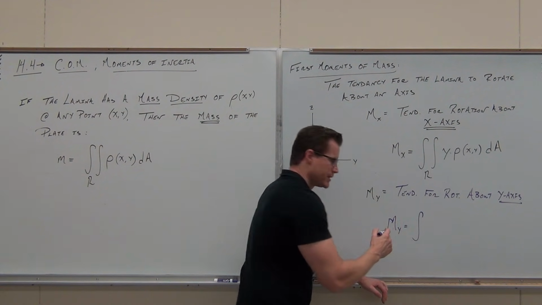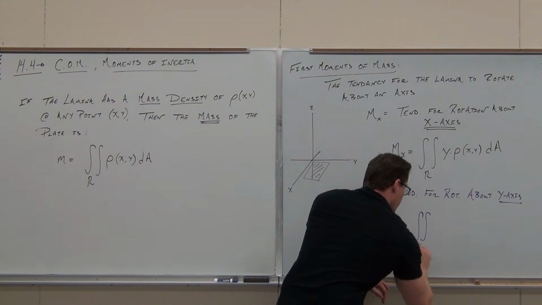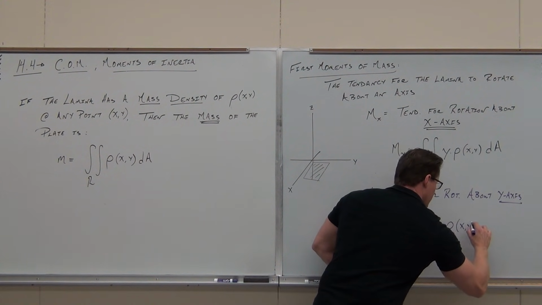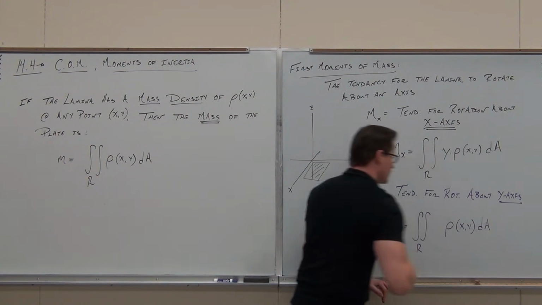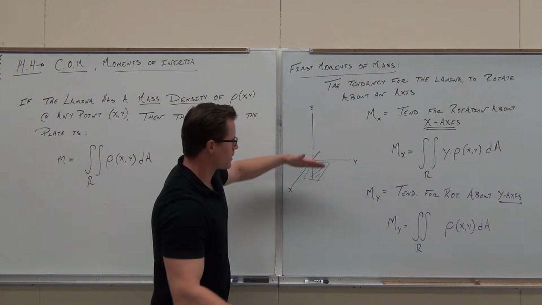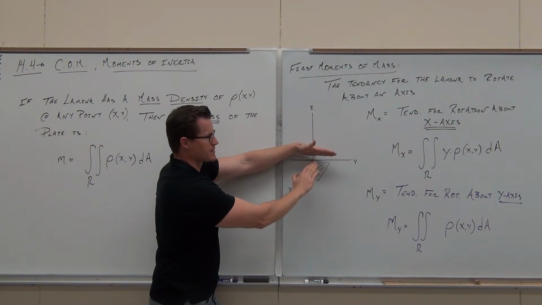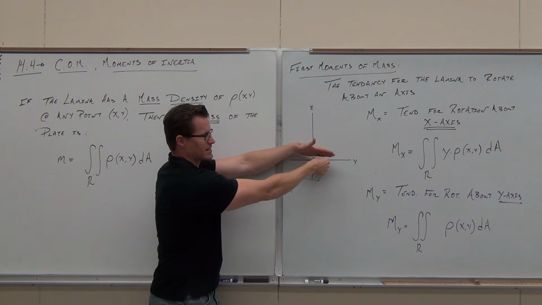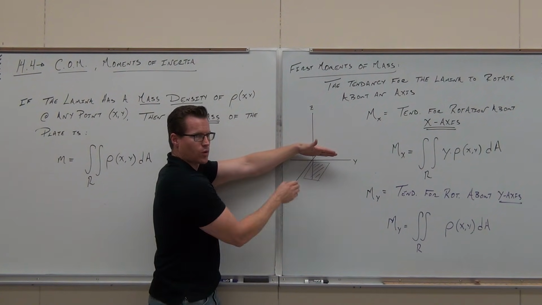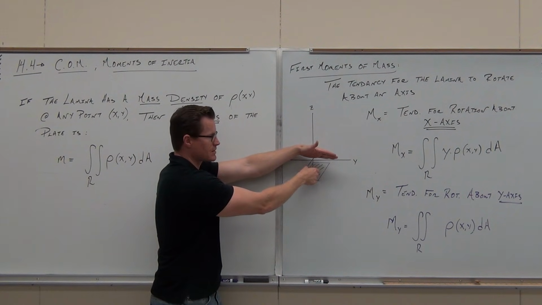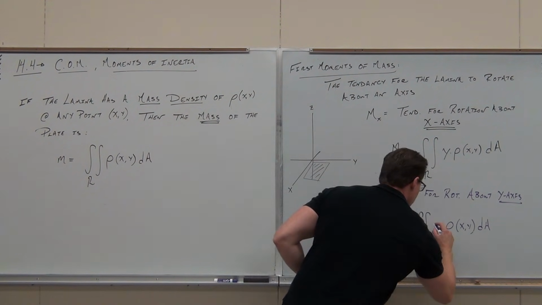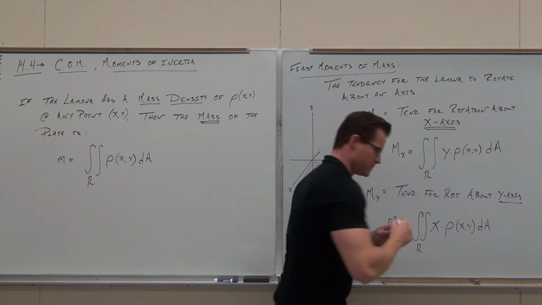It's still going to be a double integral. The plate still occupies the same region. I still have a mass density function. But for the same reason as this, if I want to find the tendency to rotate about the y-axis, I want to find out mass density as it relates to the perpendicular axis. Further out, more tendency to rotate. Closer in, less tendency to rotate. That's an x measurement. That's why we get a little x right there.